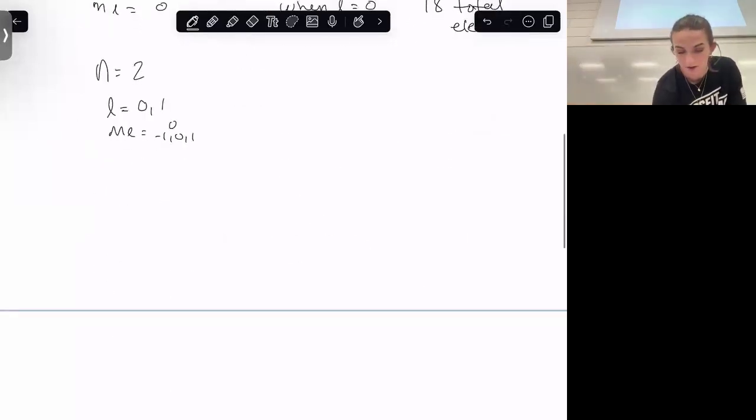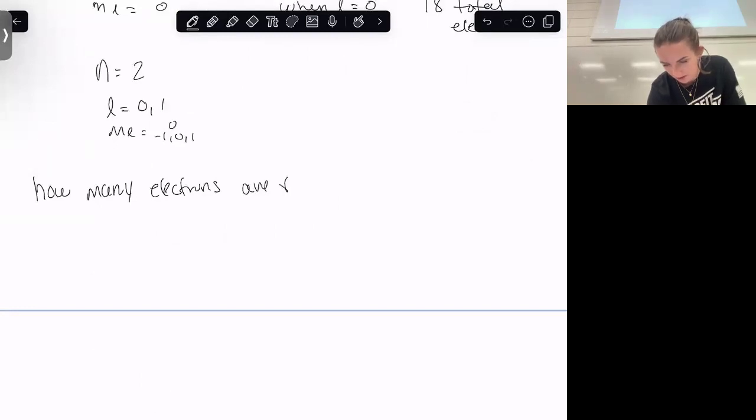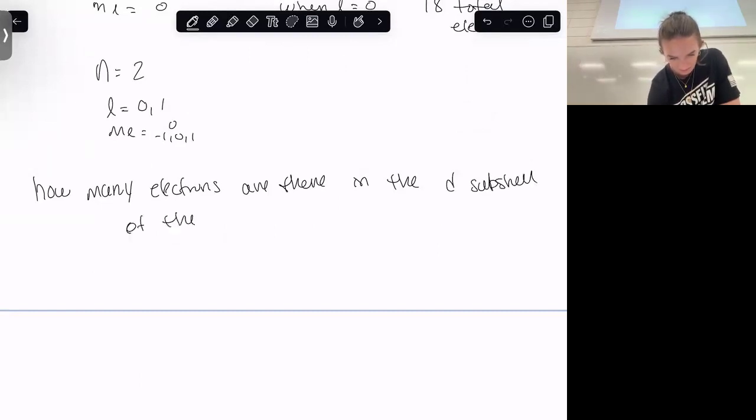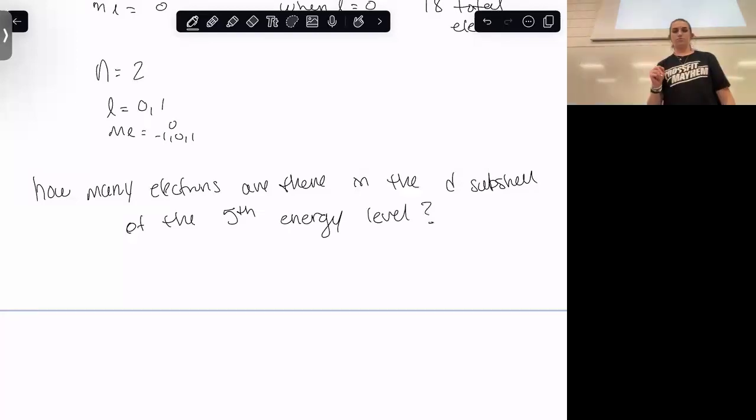We can say, how many electrons are there in the D subshell at the fifth energy level? All right, so now I'm asking how many electrons are there in the D subshell of the 5th energy level?